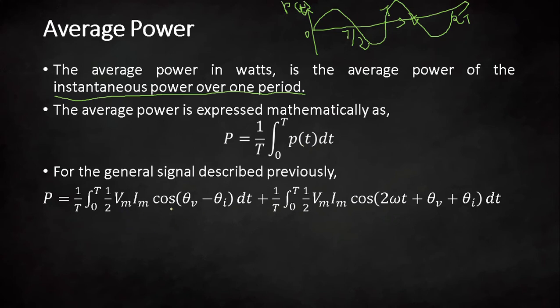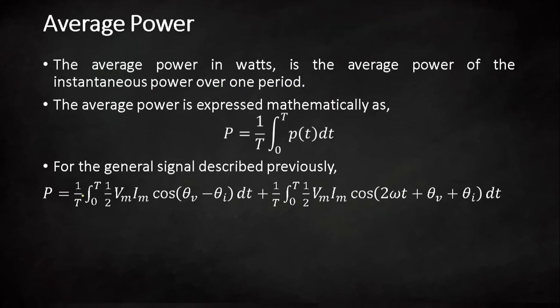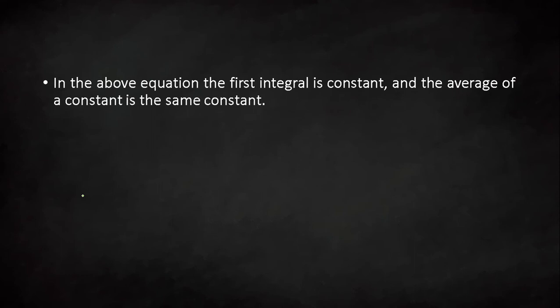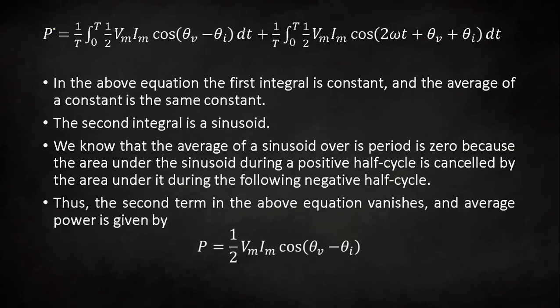Vm Im cos(theta v minus theta I) plus 1 by 2 Vm Im cos(2 omega t plus theta v plus theta I), which we have also derived previously. So just put this value into this equation and take the integration from 0 to t, and the 1 by t term will also be added. In that case, you can see right here I have already written this equation.